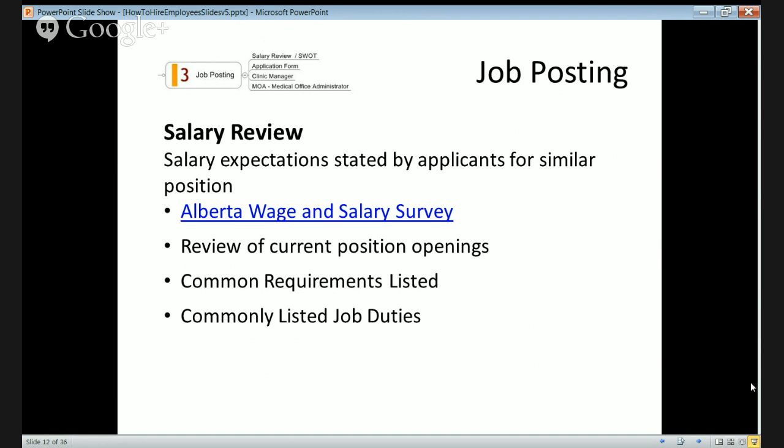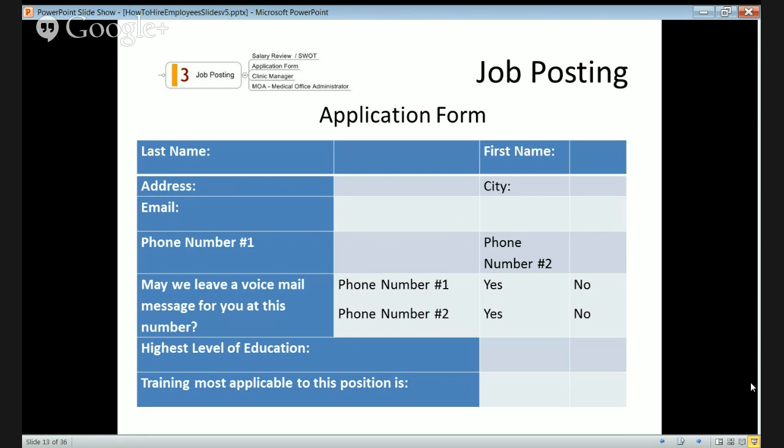So in your job posting, you want to do the salary review, and I also suggest that you have an application form. Now, many organizations encourage employees to bring a resume, and that's fine. I encourage a resume as well. But having an application form helps make sure that you're gathering all of the essential information that you need, and that you have a way to streamline and compare candidates. So in your essential skills, in the very first step, you identified that you needed these particular levels of essential skills. Ask the candidate to respond to those essential skills on the application form.